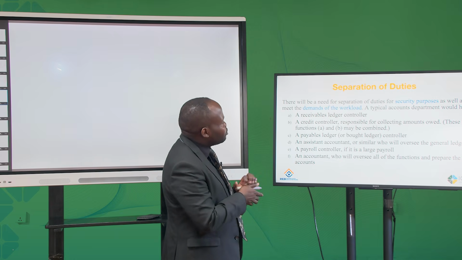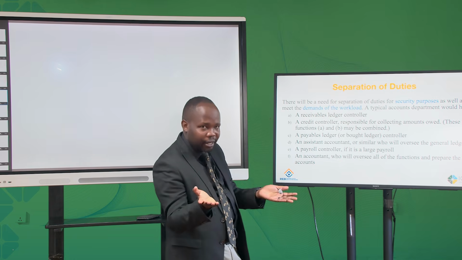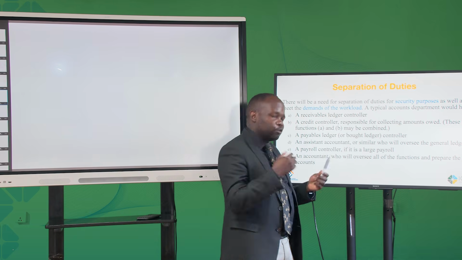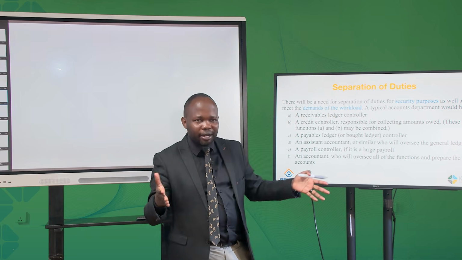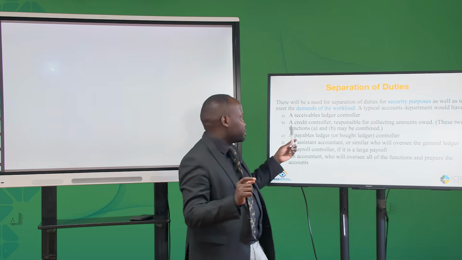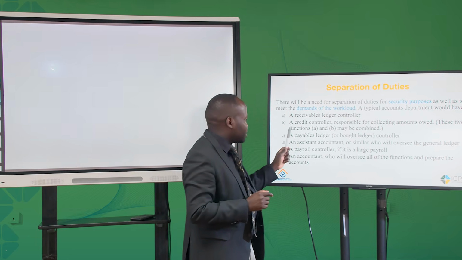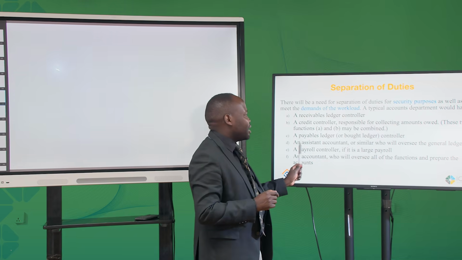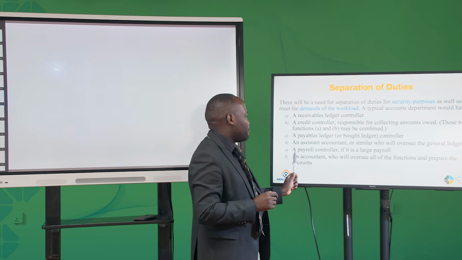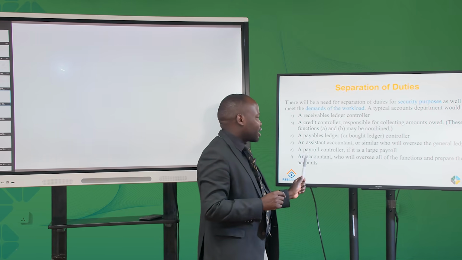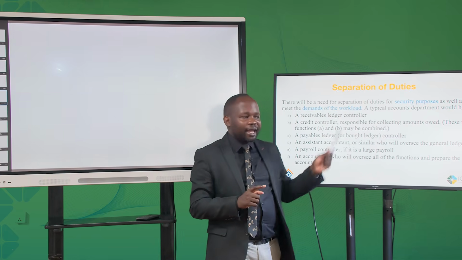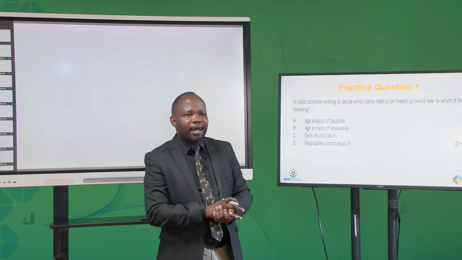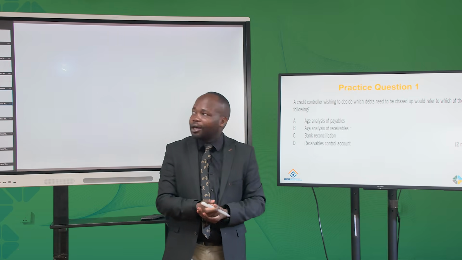So a typical accounts department would have the following. This is just a proposal. These we are talking of big companies, not small individual companies. A receivables ledger controller, a credit controller, a payables ledger controller, an assistant accountant, a payroll controller, and an accountant who oversees the entire process. That is how we account for control accounts.